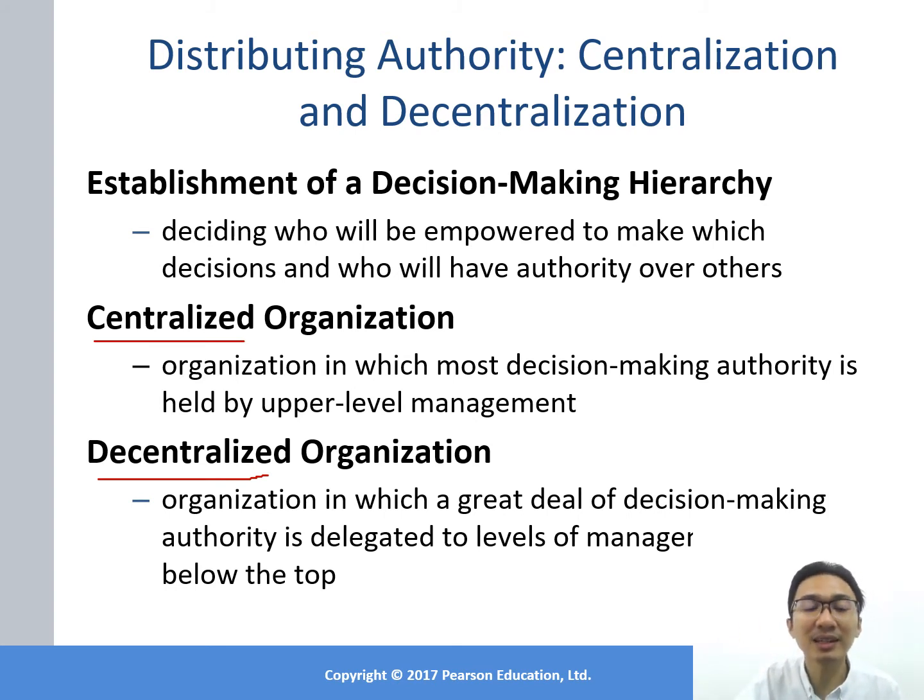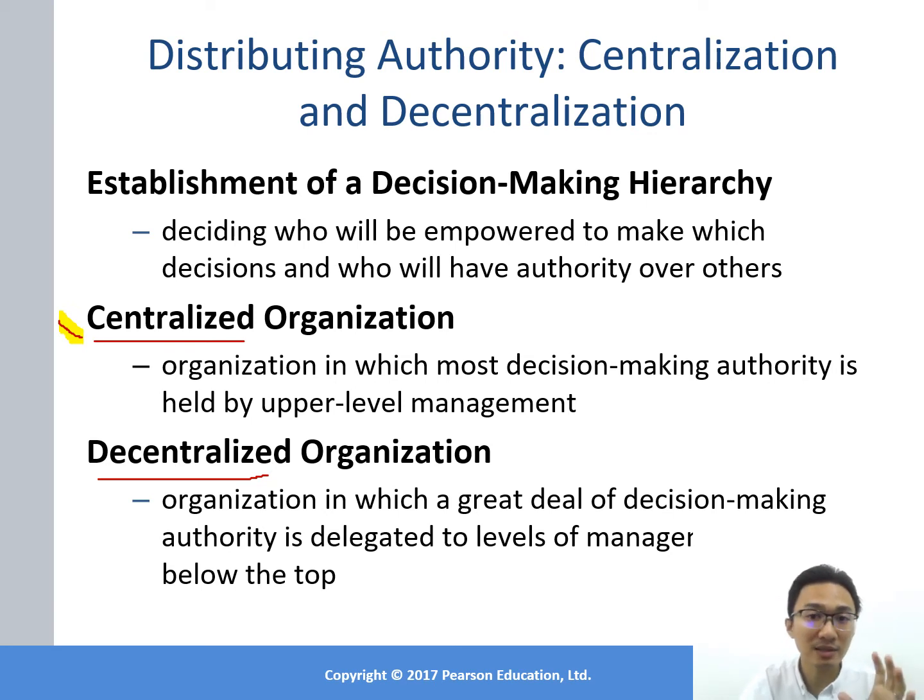So in a centralized organization, normally most decision making authority is held by upper level management. So in terms of making decisions, the upper level managers will make decisions first. You have to follow or you have to ask their permission. These kinds of things are normally found in companies that have a relatively stable, predictable environment. So the environment that they're selling in is stable and predictable, and also for small businesses.